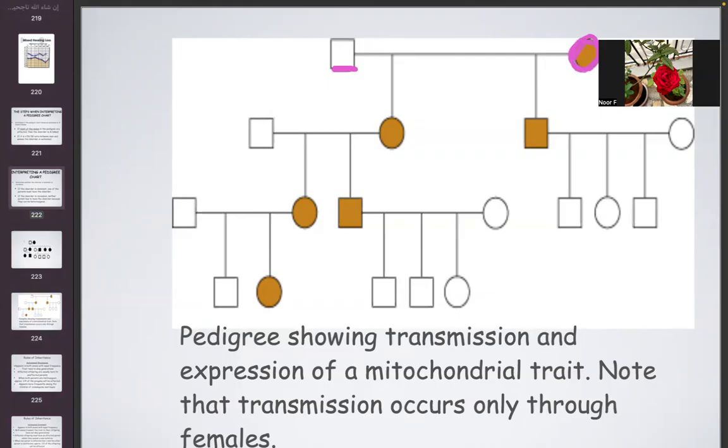The child will receive the mitochondria from the affected female, so all the children are affected. So this is the affected female and the affected male. Again, the male is not transmitting the disease to the offspring, but the female is transmitting the disease to her offspring.